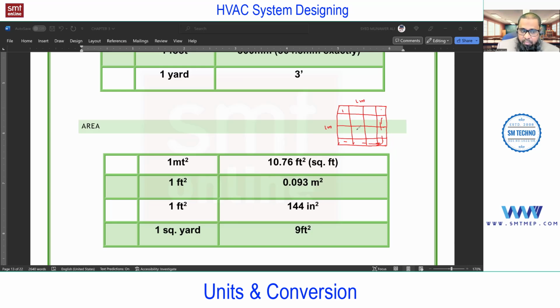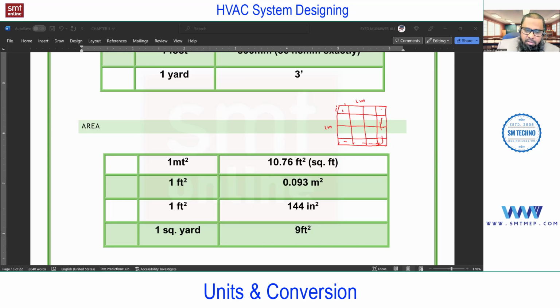Can you visualize this? Or say round off to 11, just from a learning point of view. So 1 square meter, area being 2 dimensional, gives approximately 11 times the square feet area, because 1 square foot is 1 foot into 1 foot. So this is 1 foot, this is 1 foot, this is 1 square foot. Like this, 10.76 square feet will fit.